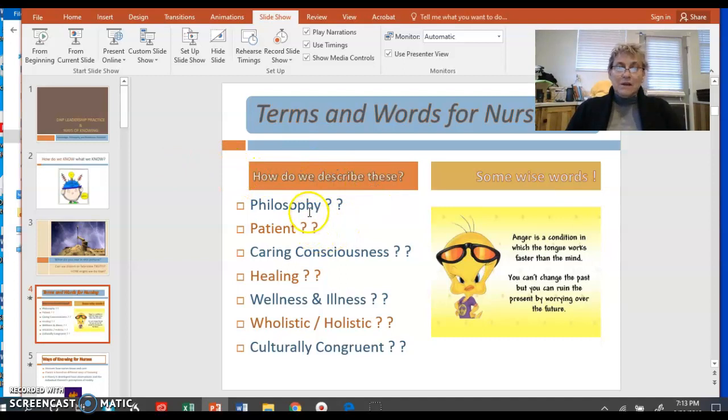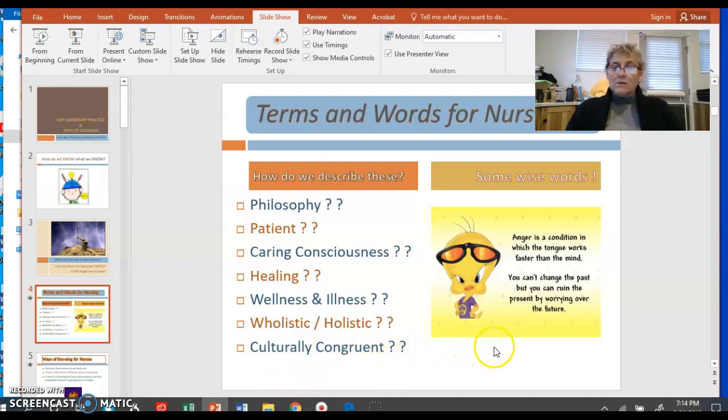So what is philosophy? Think about that for a minute. We're going to come back to that. What is a patient? What is caring consciousness? What is healing? How would you describe wellness and illness? Or holistic? This is spelled two different ways depending on your preference. What is holistic care, and what does that entail? And what does it mean to be culturally congruent?